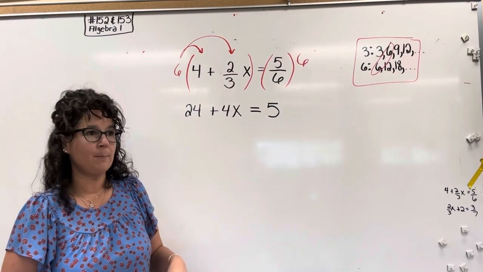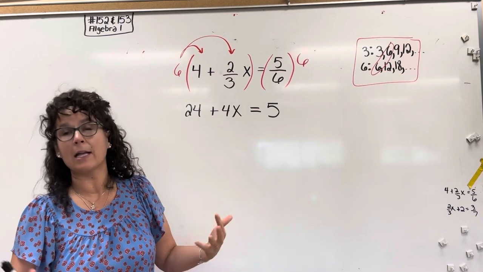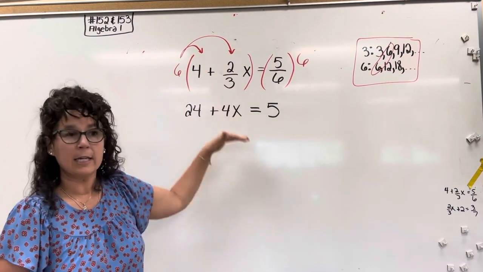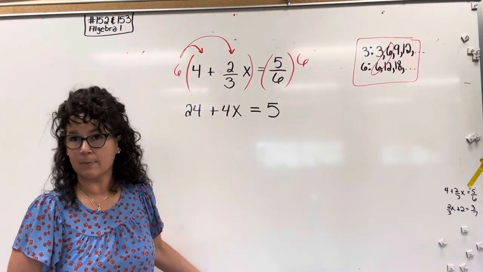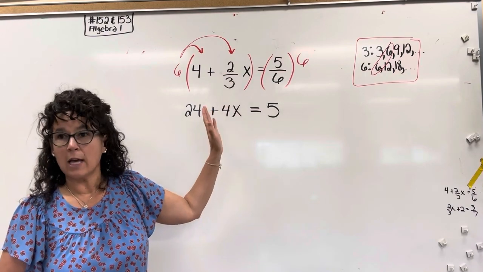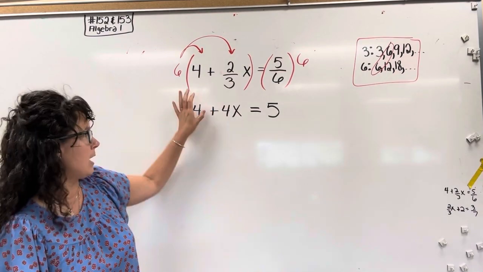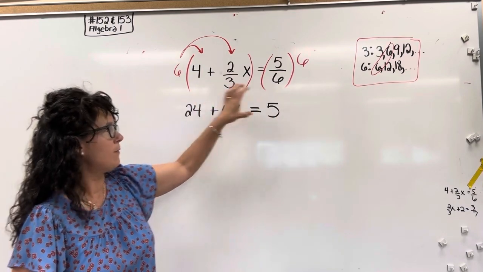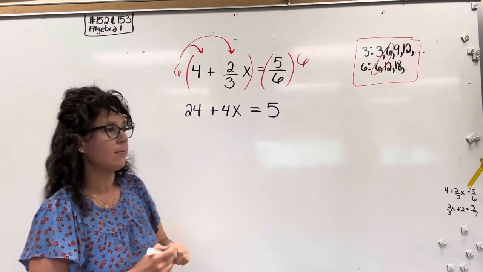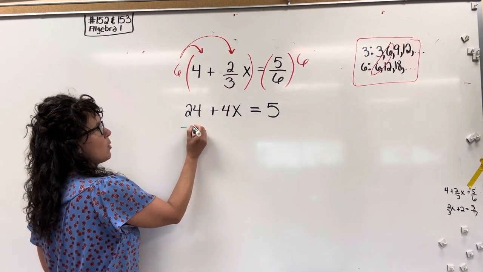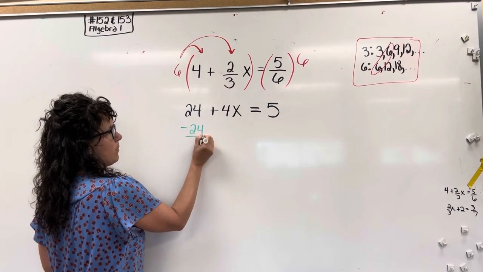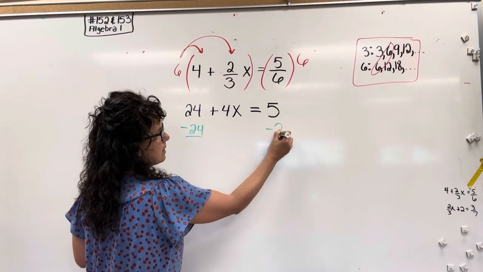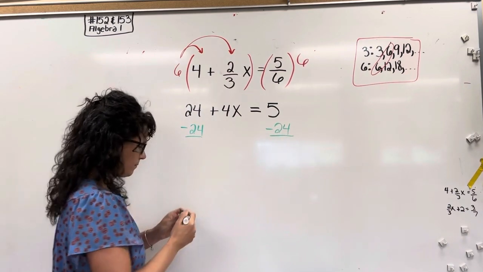But the next topic says to solve by clearing the fractions. So we want to continue on to finish getting x by itself. If we move letters to one side, numbers to the other, I have numbers, letters, numbers. I'm going to take this 24 and move it to the other side. It's a positive 24, so I'm going to subtract 24. What I do to one side of the equal sign, I do to the other.